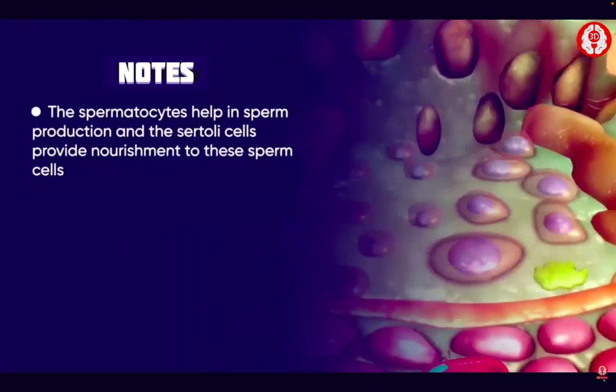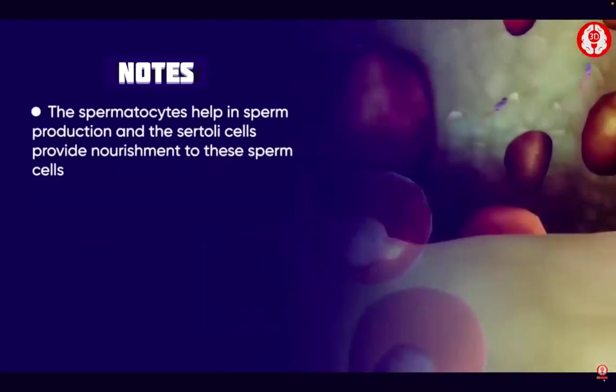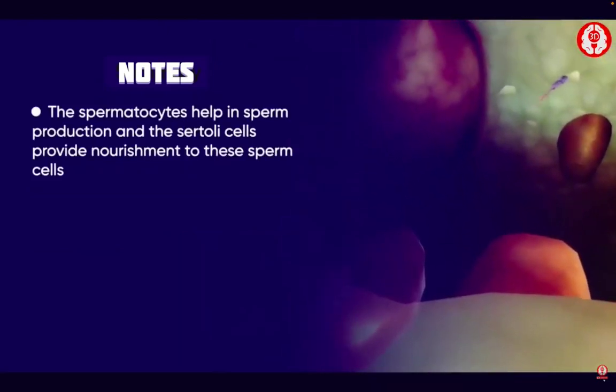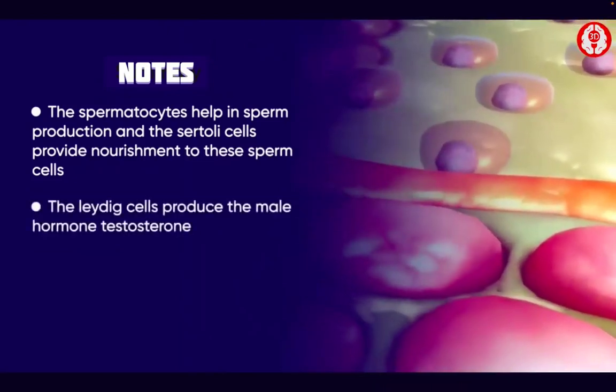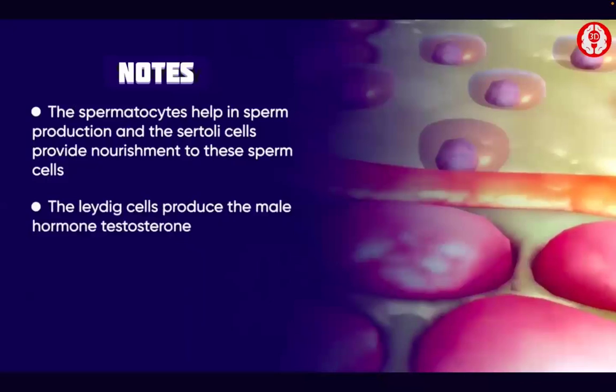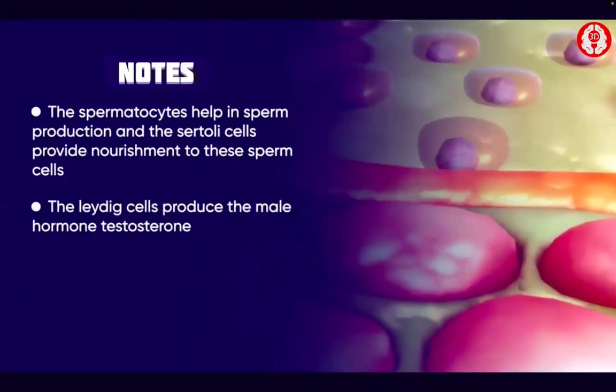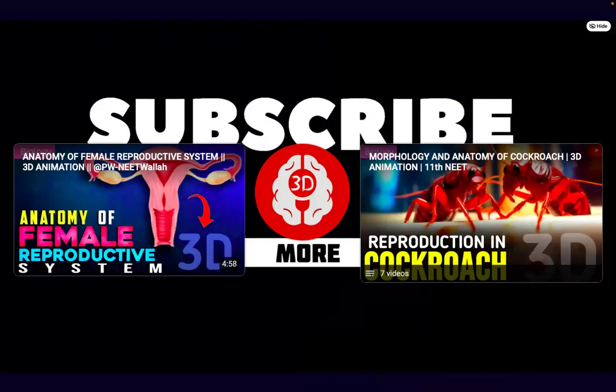The spermatocytes help in sperm production, and Sertoli cells provide nourishment to these sperm cells. Leydig cells produce the male hormone testosterone.